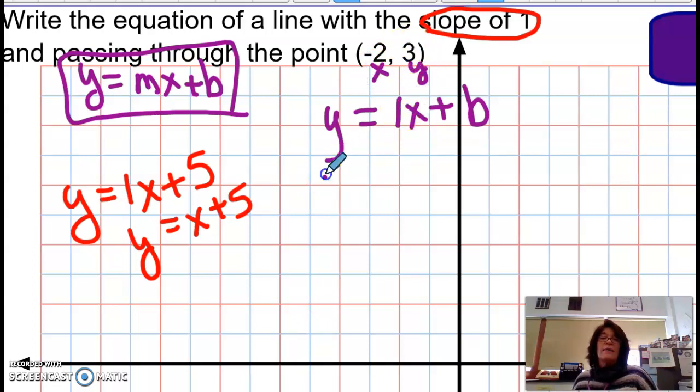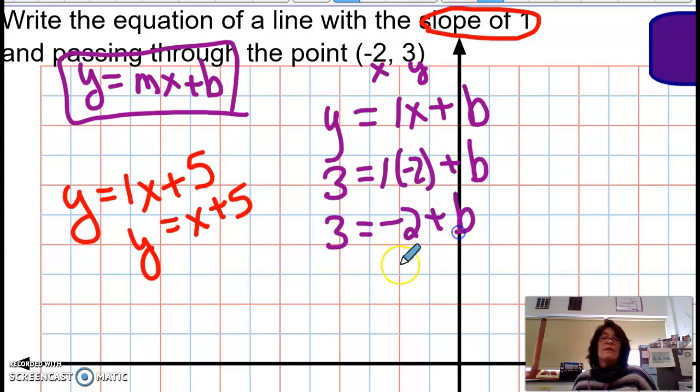So wherever there's y, I'm going to write 3. Wherever there's an x, I'm going to write -2. And now I just have a simple one-step equation that I'm going to solve. And that will tell me that b is 5.